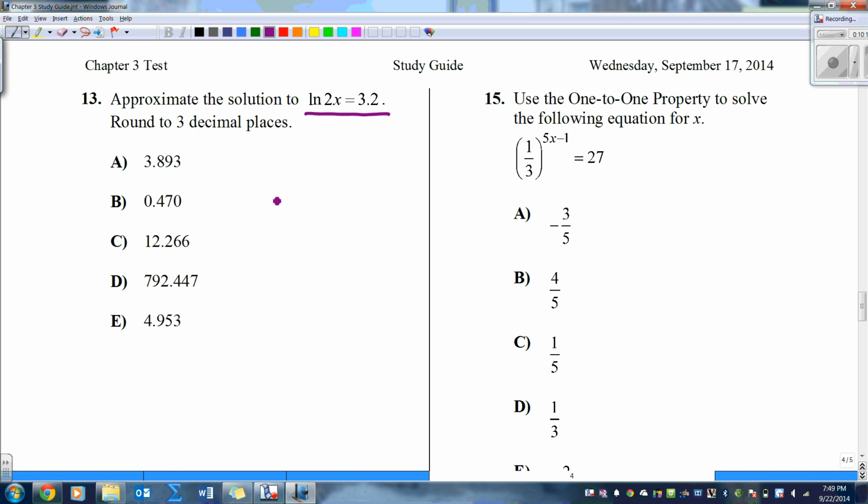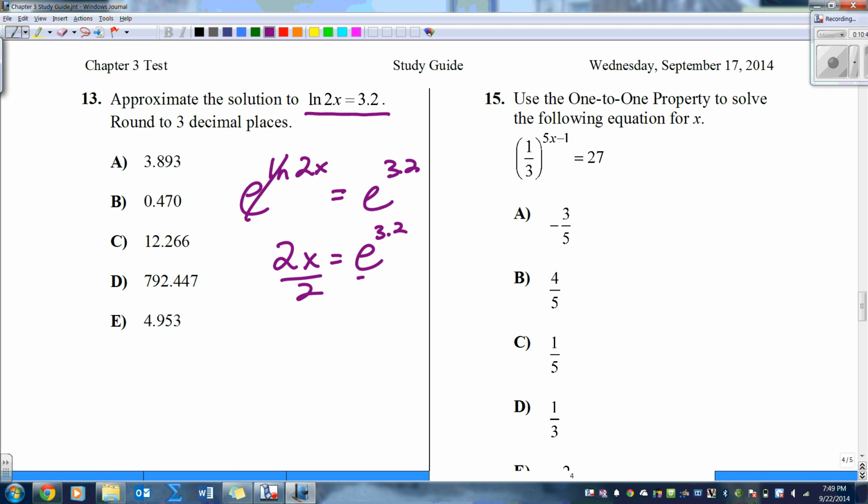Okay. What I'm going to have to do is exponentiate, which means since those are equal, I can put them to whatever base I want to. I choose e, because it'll cancel out the natural log. So now I have 2x equals e to the 3.2. Divide by 2. X equals e to the 3.2 over 2.